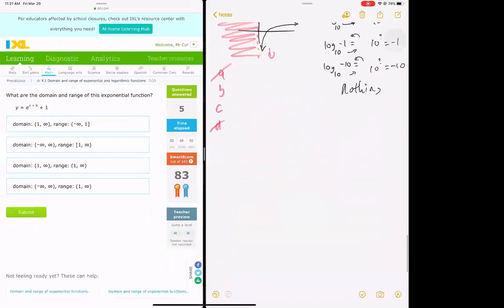Okay, last one is as an example. State the domain and range. Y is equal to e to the x plus 8 plus 1.